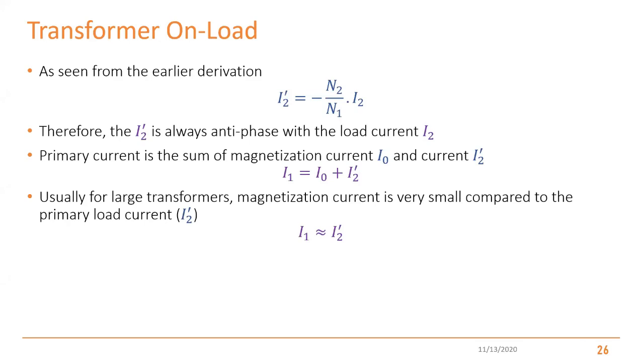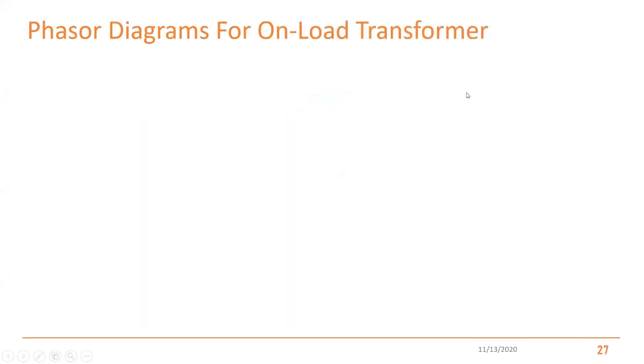Okay, so now I think you are clear about the on-load operation as well as the no-load operation. Now let's try to construct the phasor diagrams for the on-load transformer. Earlier we drew the phasor diagram for the no-load condition. So now what you have to do is try to draw this. I will give you 2-3 minutes. Try to draw the phasor diagram for the on-load transformer.